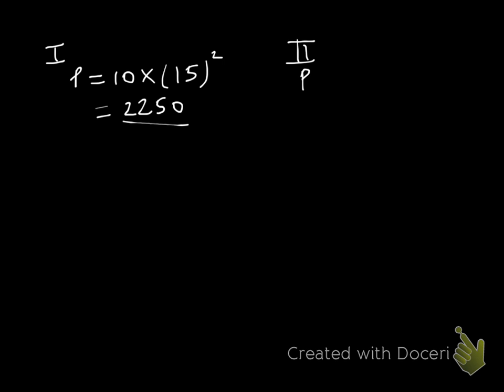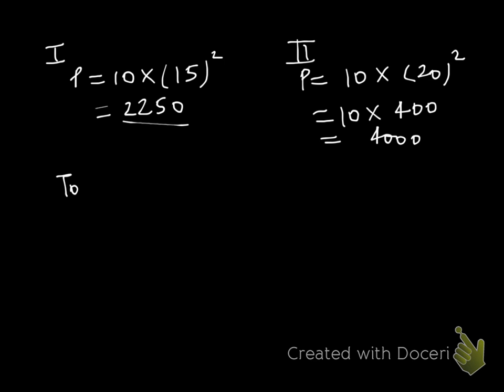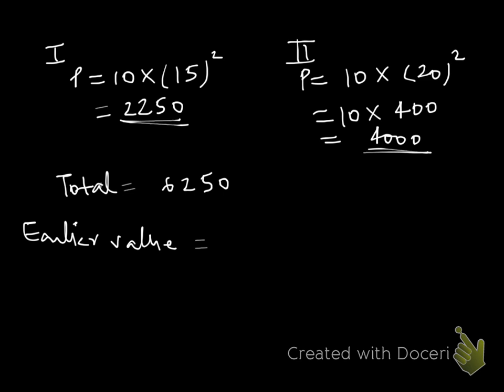And let's see the price of the second part. P is equal to K into W square again. 10 into 20 square, 10 into 400. It is 4000. So we have the prices of the two pieces as well. So the total price is 2250 plus 4000, which is 6250, and the earlier value was 12250.